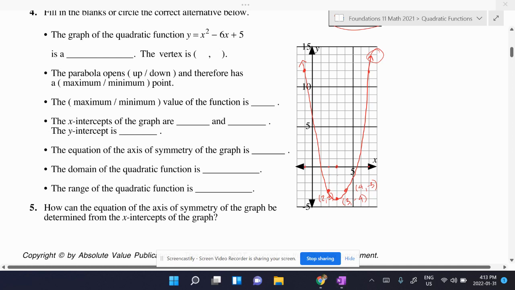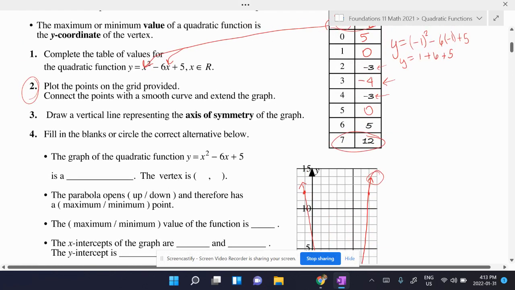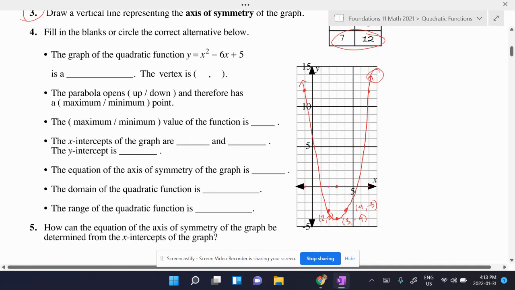All right. Number 3, draw a vertical line representing the axis of symmetry. So that's where it kind of, you can see, oh, that's a terrible line. I do apologize. It kind of flips over that line. So this is the axis of symmetry. And that's always going to go through your minimum or your maximum point right down there, okay?